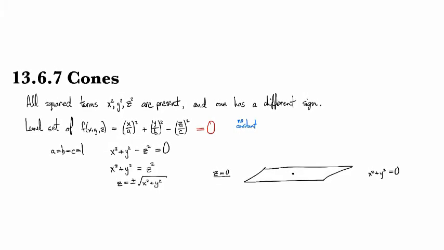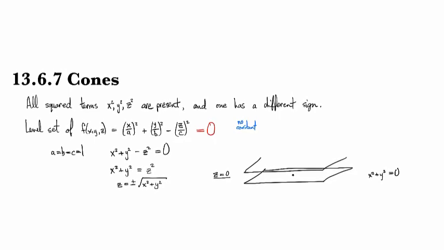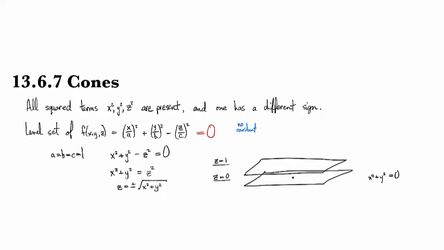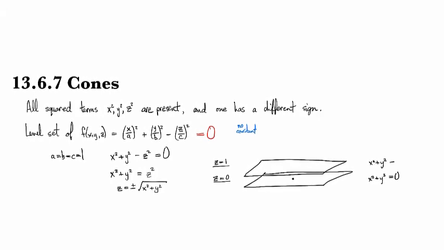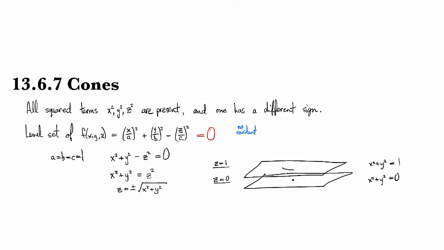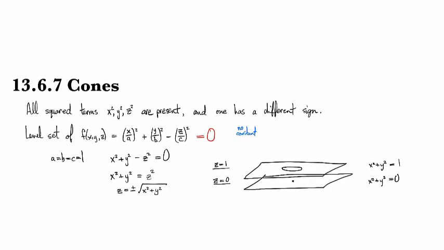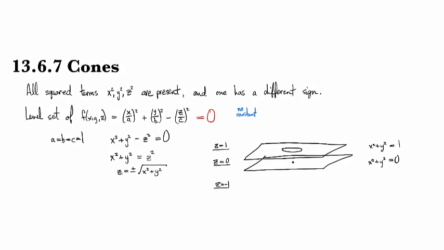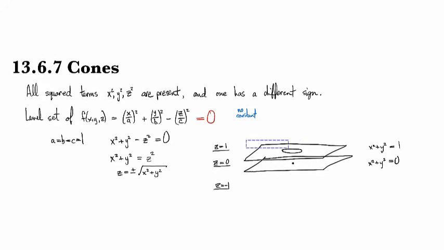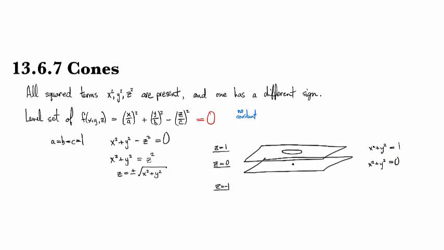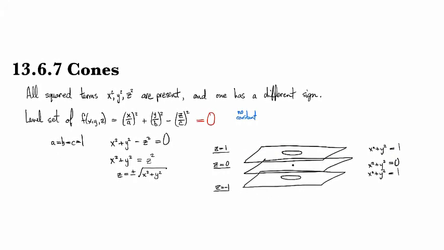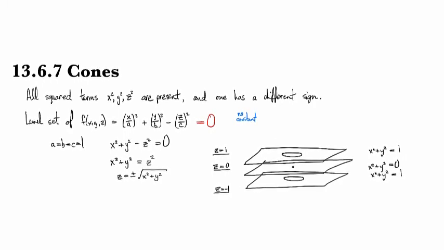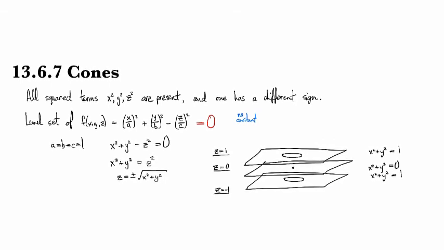Now, if we go up a notch, then we're going to be at z equals 1, and we have x squared plus y squared equals 1, and we have a unit circle. And then if we go down to -1, then we have exactly the same equation, and so we also have exactly the same figure. There we go, and so on and so forth.